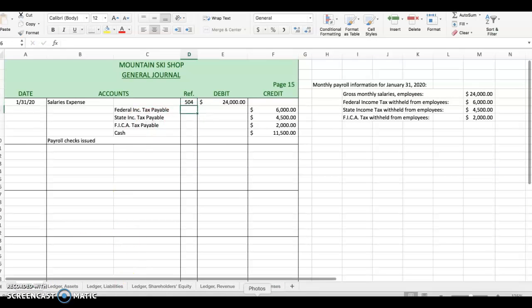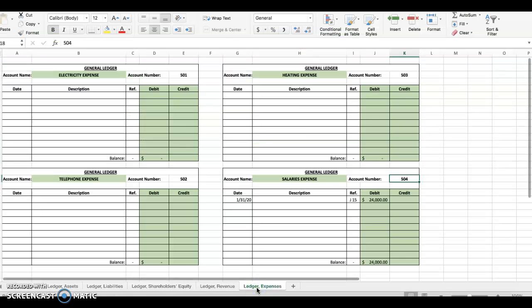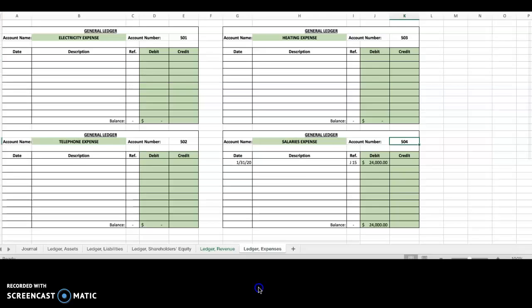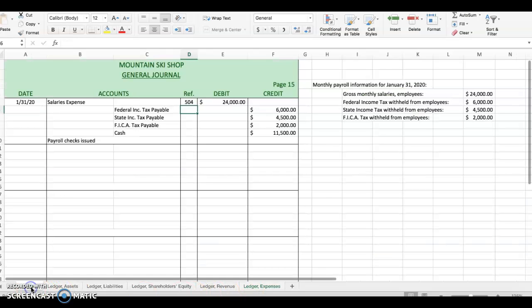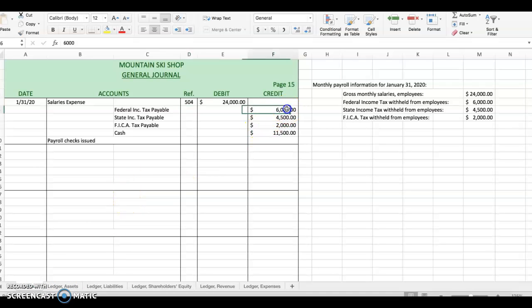And again, as we've said earlier, at the end of the accounting period, expenses have a zero balance, as does revenue, and we now are putting something into one of the expenses. So that expense has now money into it because of this journal entry. Let's do just one more to make sure you see how this works. Federal income tax payable is a liability now. It's credited by $6,000, so it goes up.